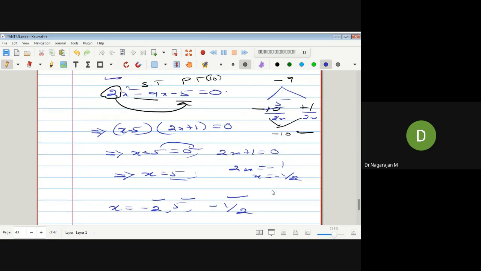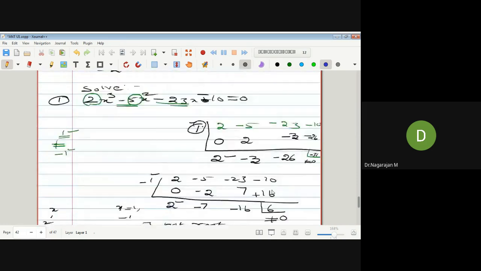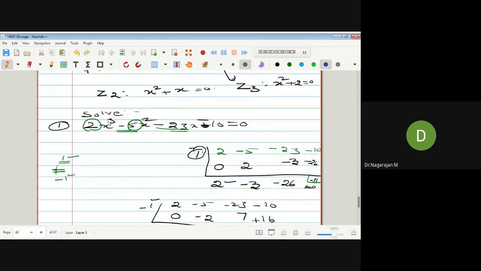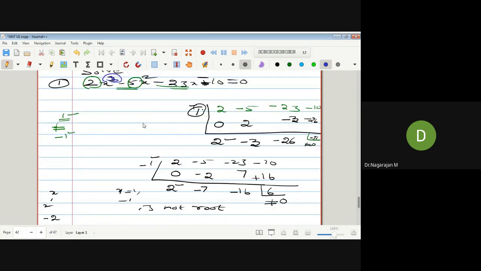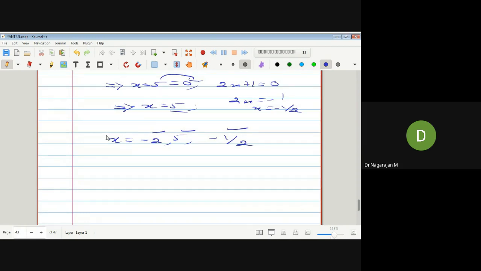So what is the power here? X cubed. What is the power of the first equation? So here it is a cubic equation. Therefore, by the fundamental theorem of algebra, the maximum number of roots is the power, that means 3. Therefore, exactly 3 roots are there. This is the basic idea.